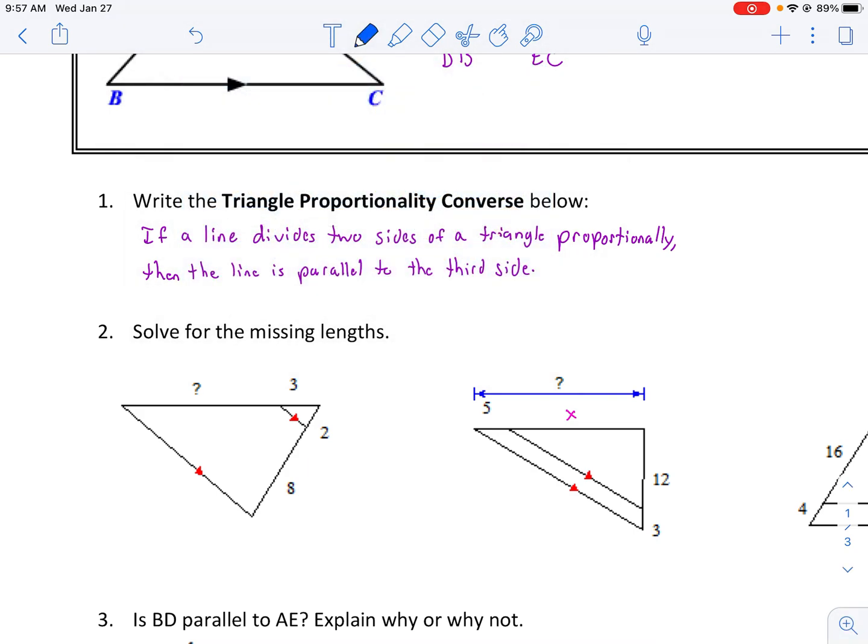Since these two lines are parallel, indicated by the red arrows, we know that 2 over 8 is equal to 3 over question mark, or maybe I'll call that x instead of question mark. Cross multiply, giving us 2x equals 24, and divide, and you get x equals 12.